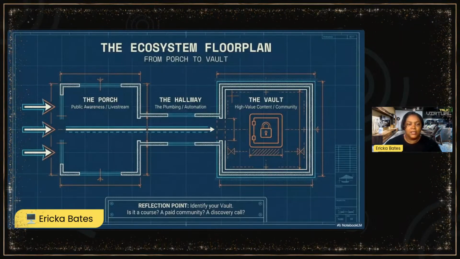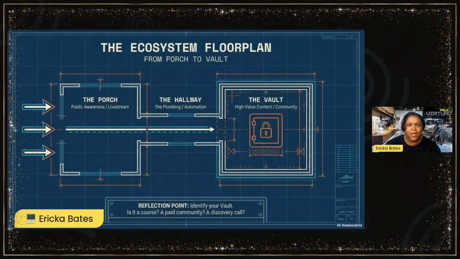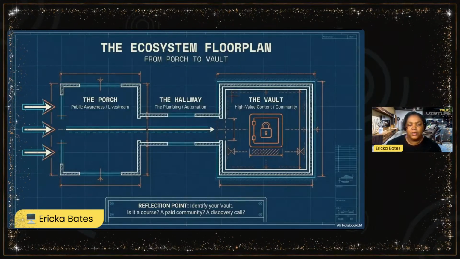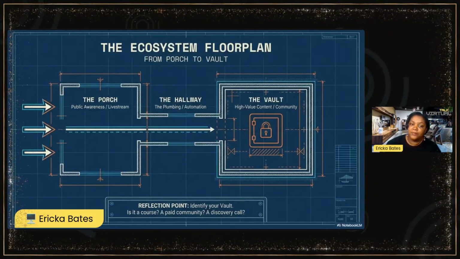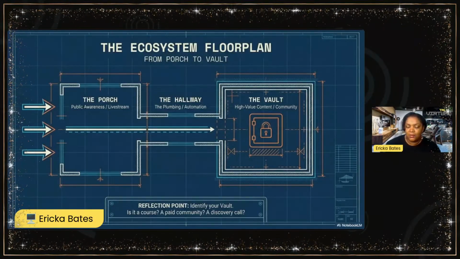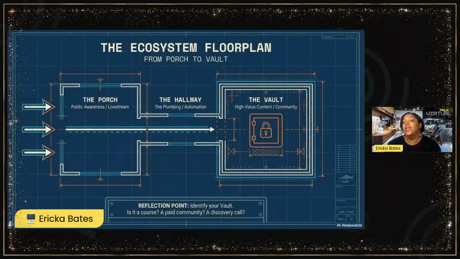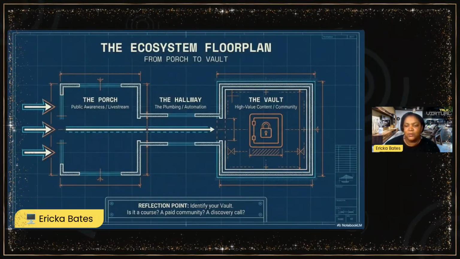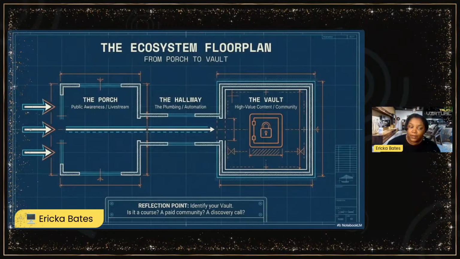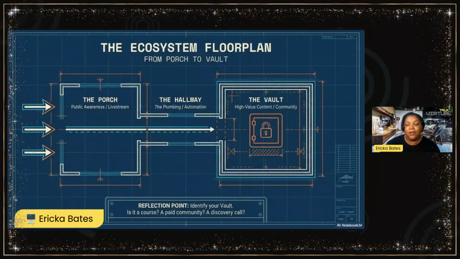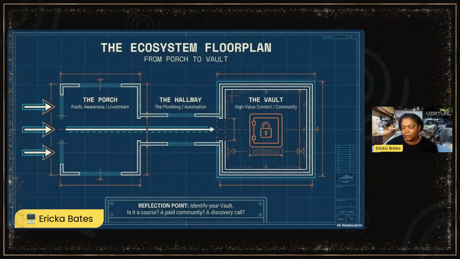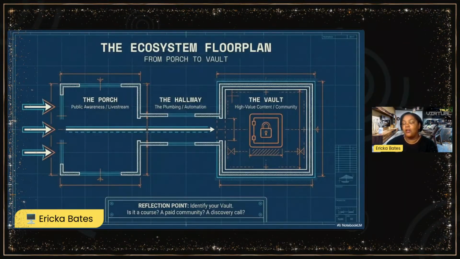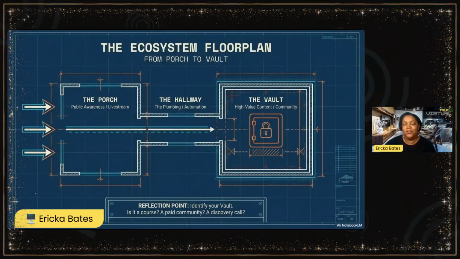Okay, so the ecosystem floor plan, from porch to vault. The porch, public awareness, that's your live stream. The hallway, the plumbing and automation, so hopefully that's your email sequence. The vault, high value content and community. So hopefully you have an offer, and hopefully that offer will lead to you getting paid, and also recurring revenue when they move to your community.